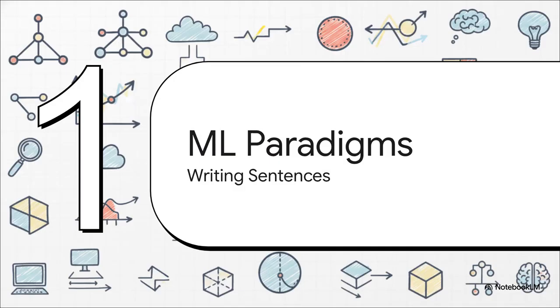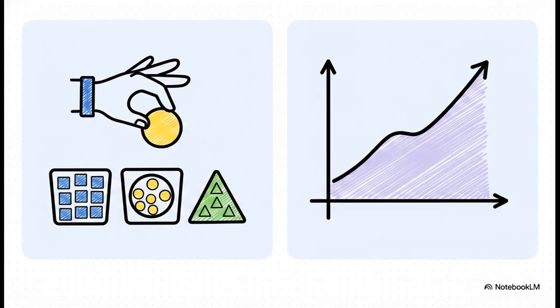And finally, Section 4, Machine Learning Paradigms. It's time to write some sentences. This is where all the pieces come together to form full ideas. Let's look at the major problem types the source highlights, starting with classification versus regression. Classification is all about assigning a specific category or label to something, like an algorithm scanning an email and definitively tagging it as spam or not spam.